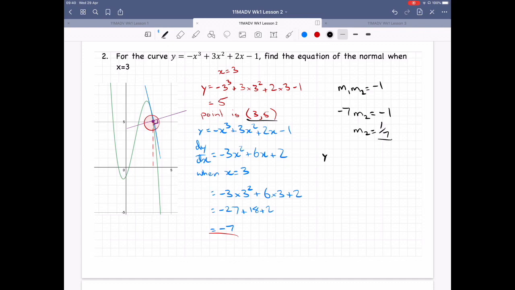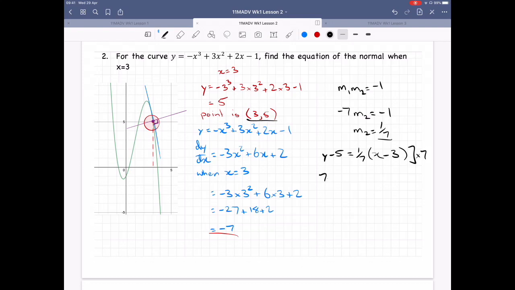So using our point gradient formula, y minus 5 is equal to 1/7 times x minus 3. And before expanding the bracket out this time, we know we're going to get rid of the fraction at the end and leave it in general form. So I'm going to get rid of that fraction before we do the expansion. So we're going to multiply everything by 7 to remove that fraction.